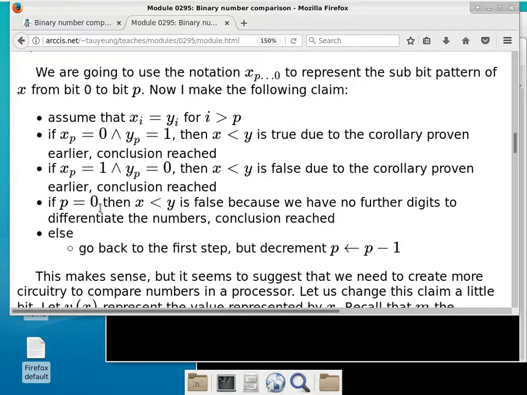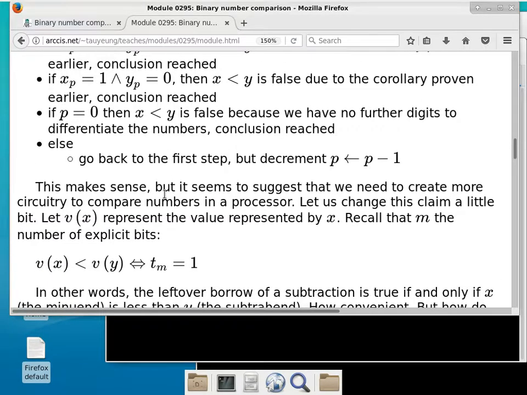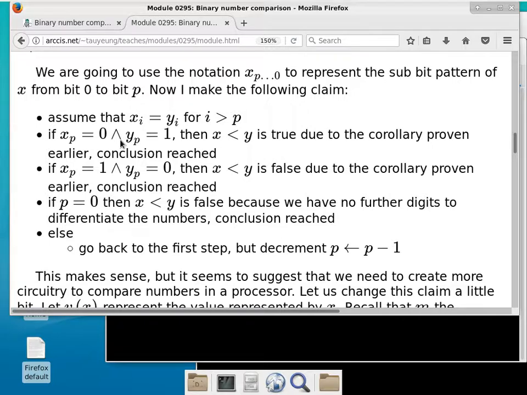All right? Okay. So now we're going to move on and go like, well, do we need this kind of logic implemented in silicon just so that we can compare two unsigned numbers?